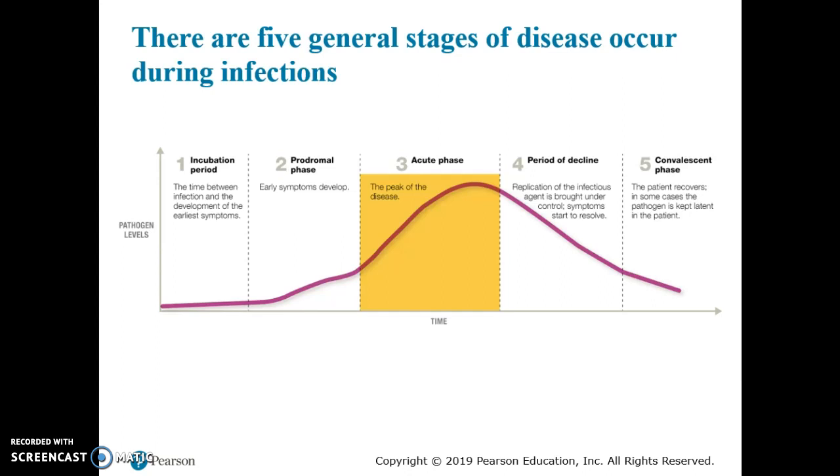So that incubation period can be quite lengthy, can be quite different. Then there's the prodromal phase, early symptoms develop. This is like when you're getting a cold and you get that tickle in the back of your throat, a dry throat, a scratchy throat, and you think, I think I might be getting sick. That's the prodromal phase. And then you have the acute phase, which is basically the peak of the disease. And this is where the pathogen count, the amount of pathogen in your body, is increasing substantially, and it peaks.